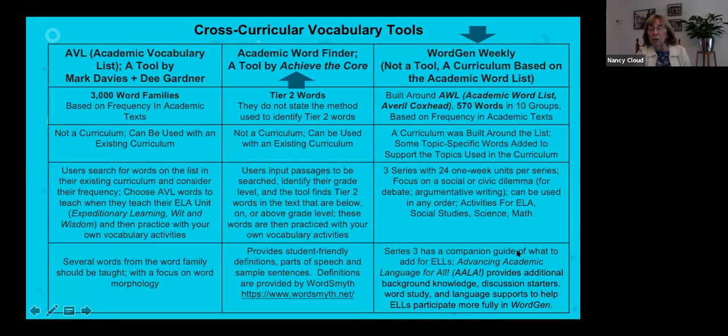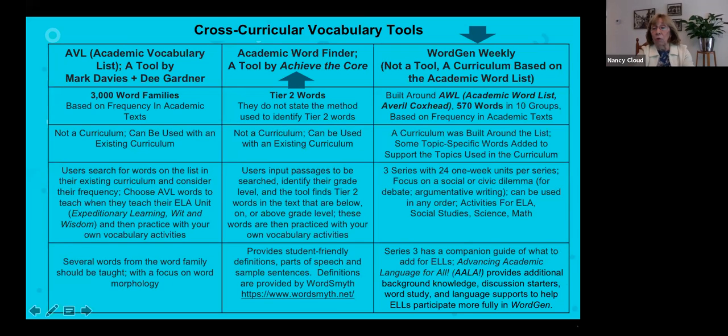And I did want to mention the most important thing is that there are 3 series, but series 3 gives you something special, which is a companion guide of what to add for English learners. And it's called Advancing Academic Language for All, or ALA. And it provides additional background knowledge, discussion starters, some word study, and some language support so that your ELLs can participate more fully.